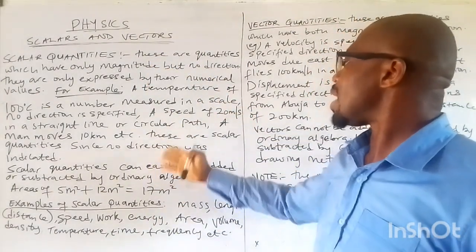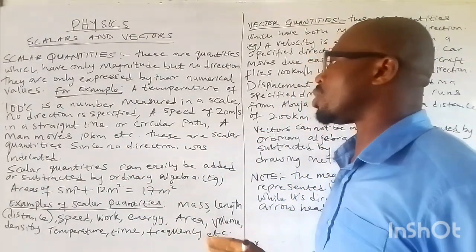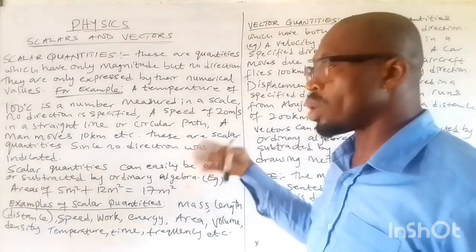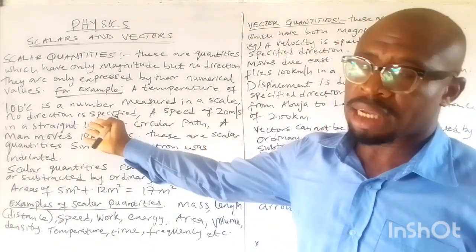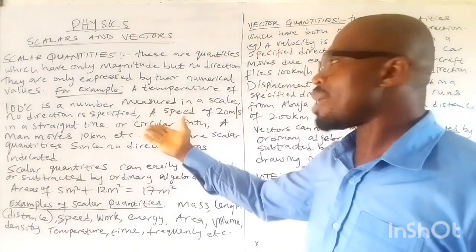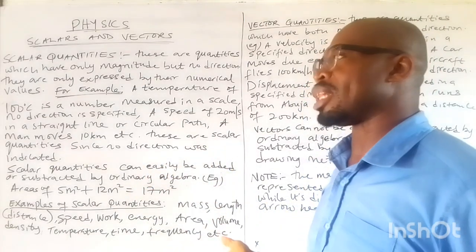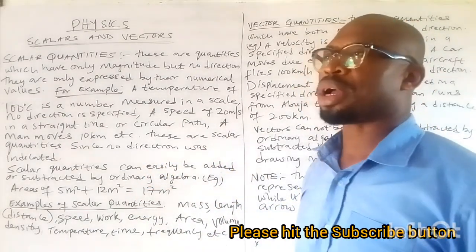So we also say that scalar quantities have no direction. So these ones, no direction was indicated. Since no direction was indicated, we said that they are all scalars. Then by addition, scalars can easily be added or subtracted by ordinary algebra.